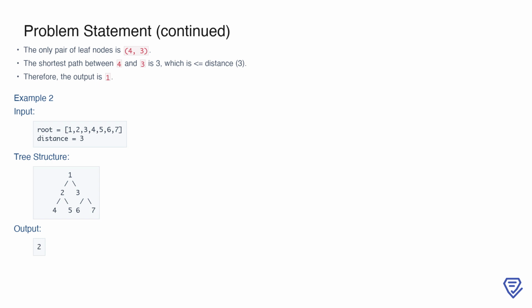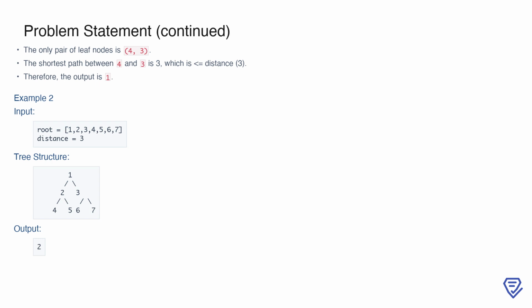Focusing on this example further, the only possible pair of leaf nodes is 4, 3. To determine if this pair is good, we calculate the shortest path between these two nodes. The path starts at node 4, goes up to node 2, continues to node 1, and then moves down to node 3. This path has a total length of 3, which is equal to the given distance. Since the path length is within the allowed range, this pair is valid, and the output is 1.